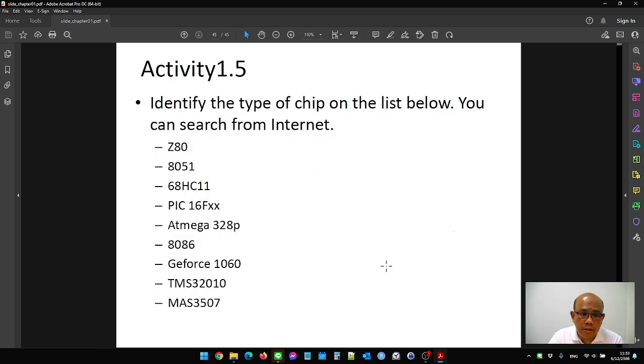Okay, here is the activity to do in the class: finding the chip from the internet. You search for the chip names in the list and tell me for each name whether it is a microprocessor, microcontroller, DSP, or microprocessor, its type such as 8-bit or 16-bit, and the company that makes it. Okay, now I think we have a lot more detail for this chapter.